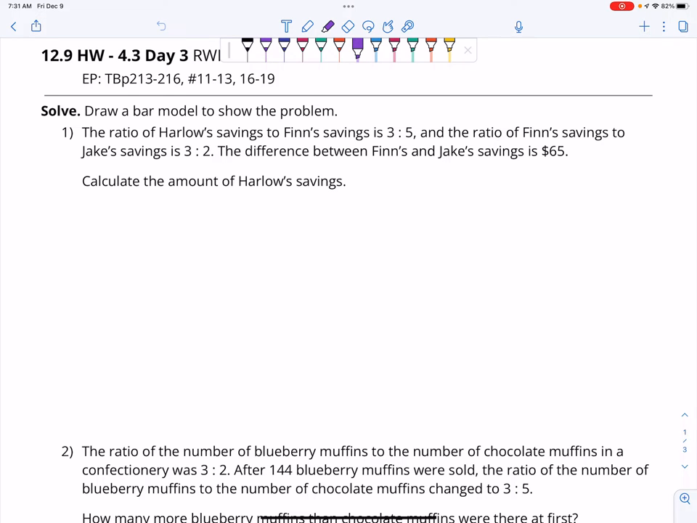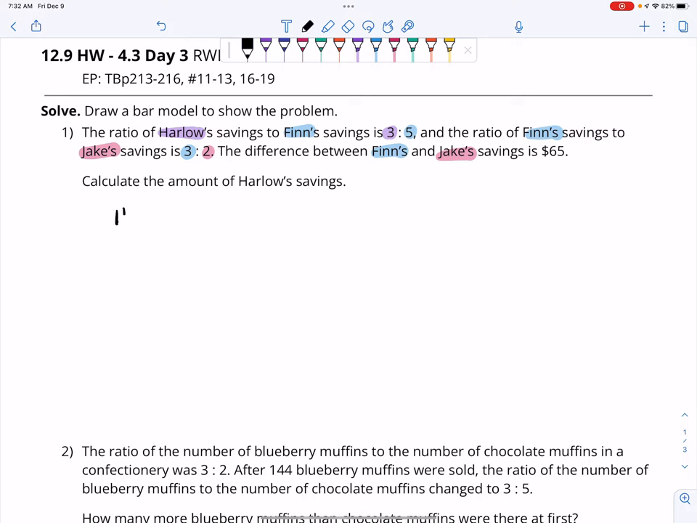So Harlow, the ratio of Harlow's savings to Finn's savings is 3 to 5. So Harlow is purple, Finn is blue. The ratio of Finn's savings to Jake's savings is 3 to 2. The difference between Finn and Jake's savings is $65. So the names and numbers in this are just an example, and there's no reflection, no judgment on any humans at all. So we need to calculate the amount of Harlow's savings.